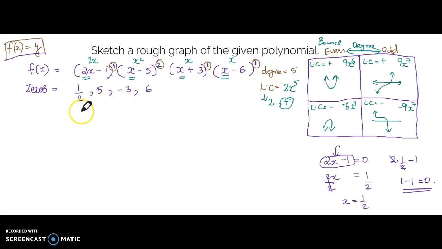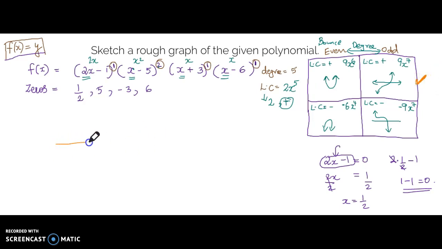Alright, so these are our basic 4 shapes that we're going to get. So we have the case where the degree is 5 and the leading coefficient is positive. Okay, so in this problem, our case is this. Degree is 5, means odd, leading coefficient is positive, so we are at this box right here.